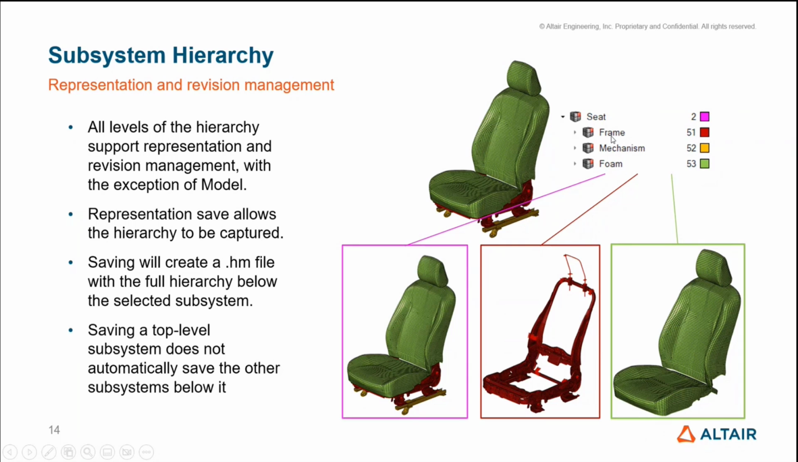So you can treat the representation and revision management as though you can revision all of these independently. If you want to make a change just to the frame, you can do so. If you want to make a change just to the foam, you can do so. You don't need to revision all of these different subsystems because you made a change to the foam. So they can all be treated independently, and they can also all be rolled up into this top level subsystem, and that can own all of the revisions of the whole hierarchy.